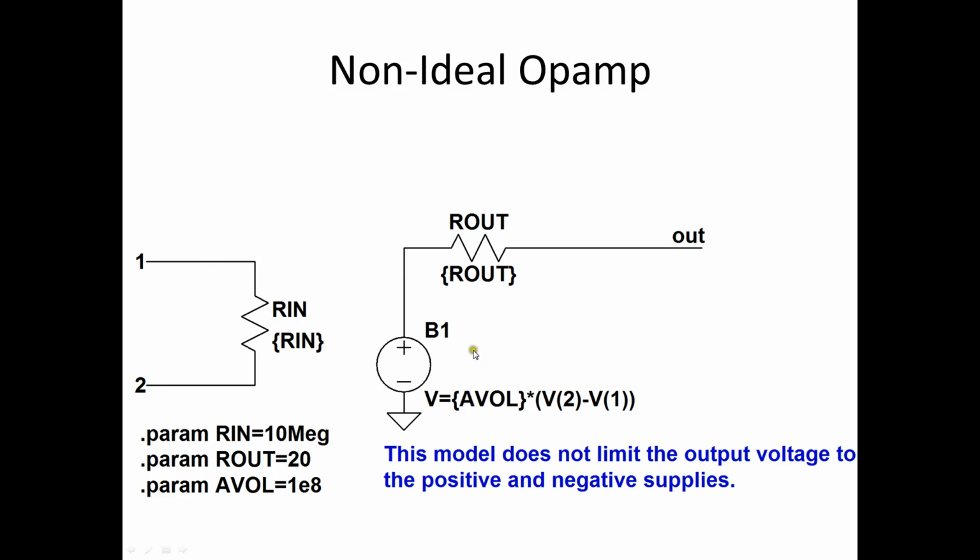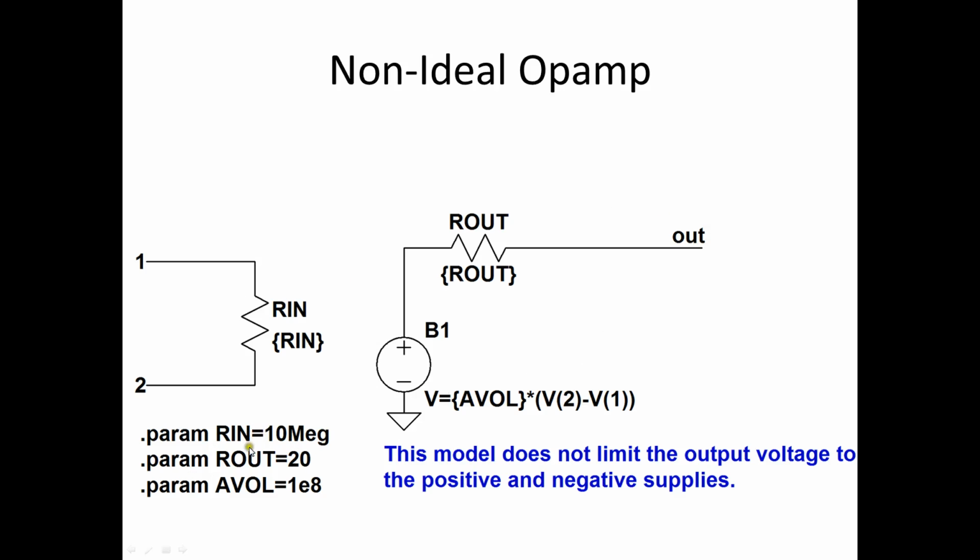So, something about this model, although it's not ideal, is that it doesn't limit the output voltage to the positive and negative supplies. Op amps, you can have a positive or minus 15 volt supply, and your output voltage can't go beyond that level. And usually it's a volt below the magnitude of the power supplies that you can reach. But still, this is a good way to start analysis.